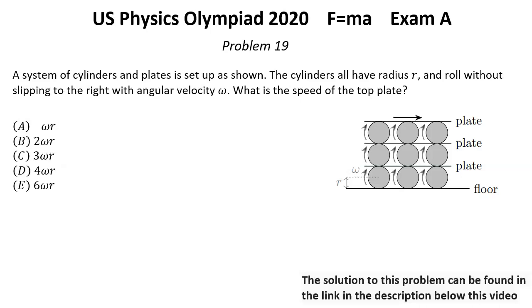Instantaneously, each cylinder can be thought of as rotating about its point of contact with the ground or plate below. The rotating angular velocity is omega. This means that relative to the bottom of the cylinder, the top is moving at speed 2 omega r. So the first plate is moving to the right at this speed 2 omega r. The second plate moves to the right at 2 omega r faster than the first plate. And the top plate moves to the right at speed 6 omega r. That's answer E, and that was the solution for problem number 19.